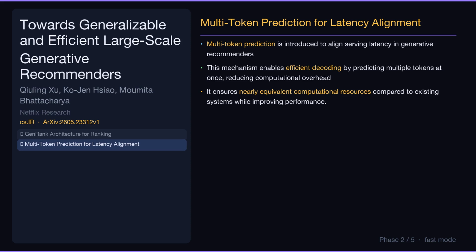Contribution 2. Multi-token prediction for latency alignment. Multi-token prediction is introduced to align serving latency in generative recommenders. This mechanism enables efficient decoding by predicting multiple tokens at once, reducing computational overhead. It ensures nearly equivalent computational resources compared to existing systems while improving performance.